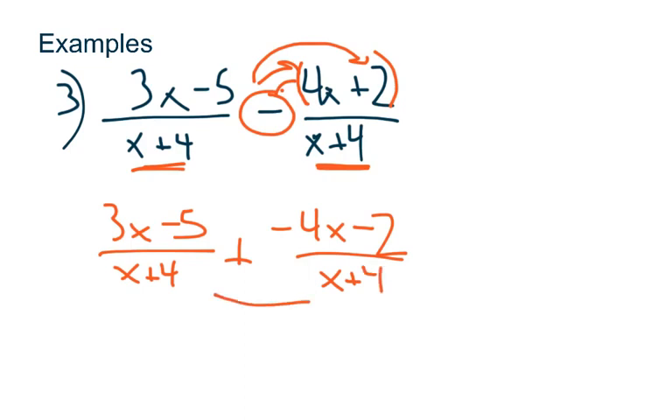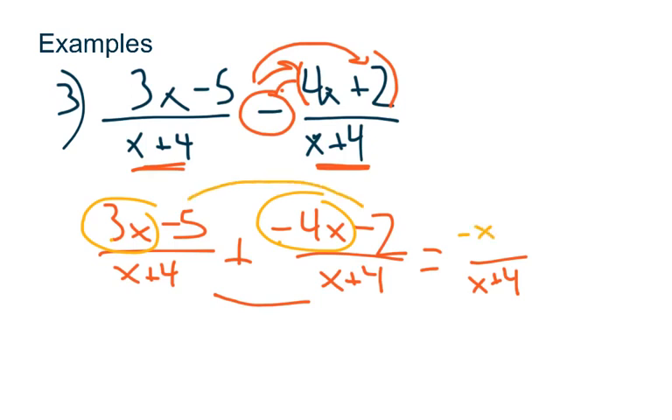Now I have the same denominator, so I can bring these together over that denominator of x plus 4. Now this is about combining like terms. I have a 3x and a negative 4x. 3 minus 4 is negative 1x, and then negative 5 and negative 2 is negative 7.